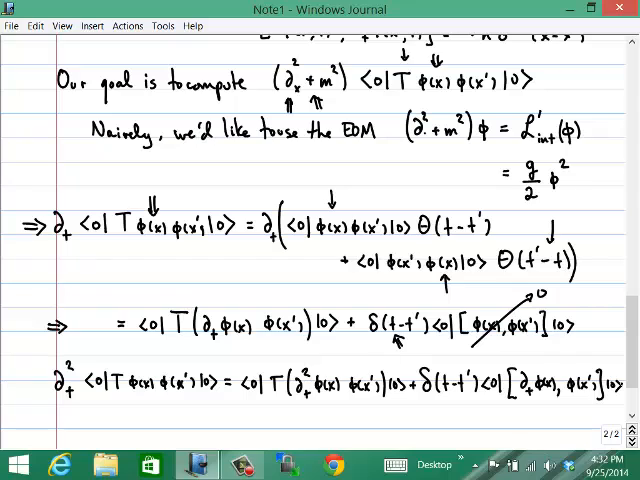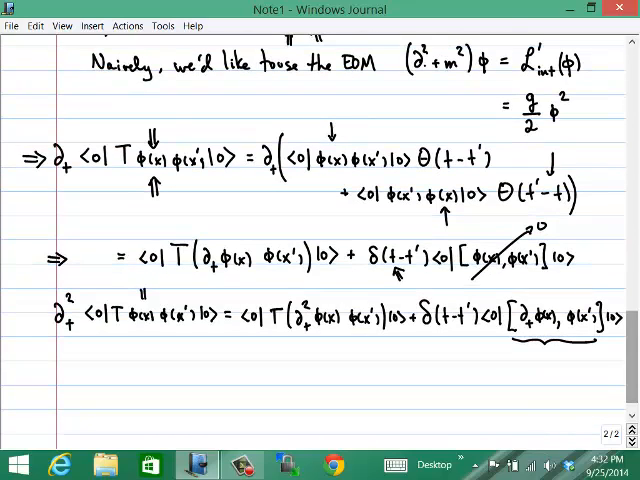Okay. All I've done is go through the same argument again, except instead of having a phi of x here, I had a d by dt of phi of x. And so we now get this second term here multiplied by the delta function that sets t equal to t prime. And so we now just need to remember a canonical commutation relation, which says that the commutator of phi dot with phi at equal times is a three-dimensional spatial delta function that sets x equal to x prime.